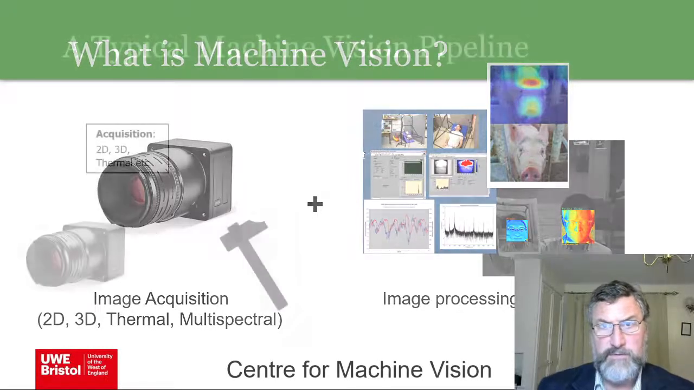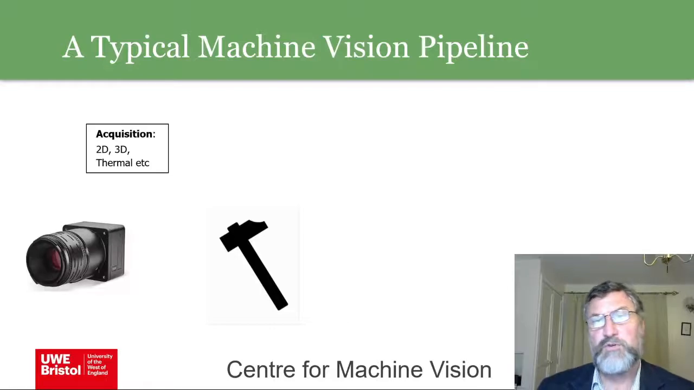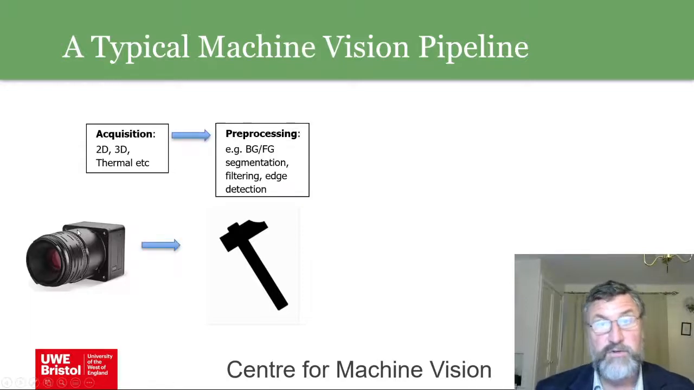So a couple of examples. A typical machine vision pipeline, then, what's going on here is, first of all, we're acquiring the image, of course. Then we've got to do some pre-processing. We might do some segmentation, filtering, or even some edge detection. Background, foreground segmentation: what you want to do is segment the foreground against the background to make it clear that's the thing you're interested in that you want to analyze.